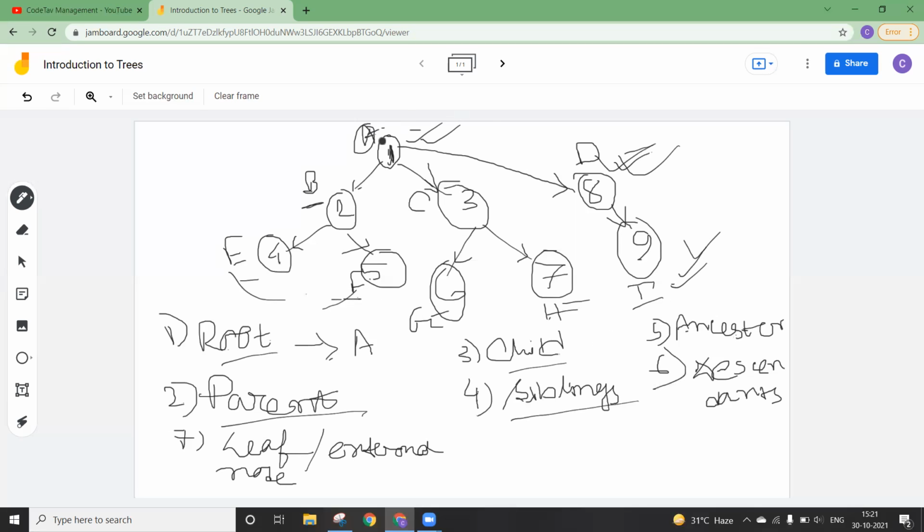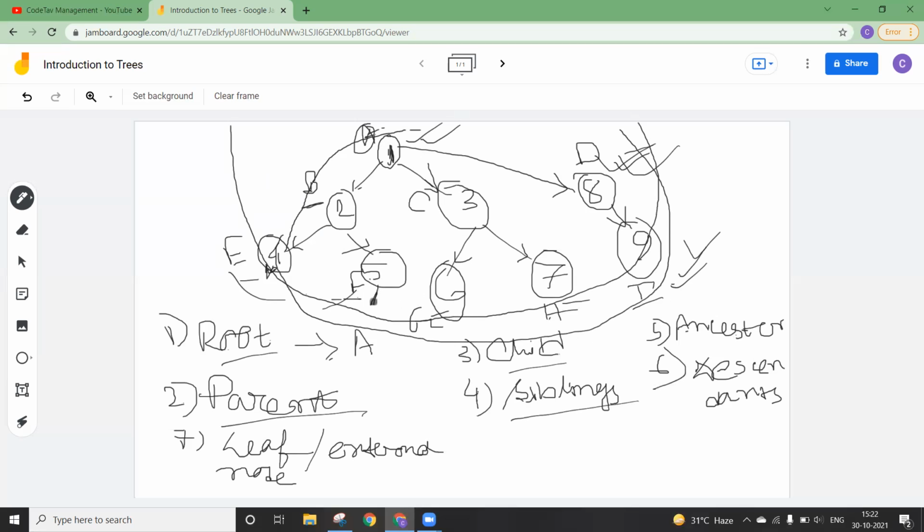If you make a circle here, these are the external points. So these are the leaves, meaning no edges are coming out from these points. So E, F, G, H or I, these are the leaf nodes.